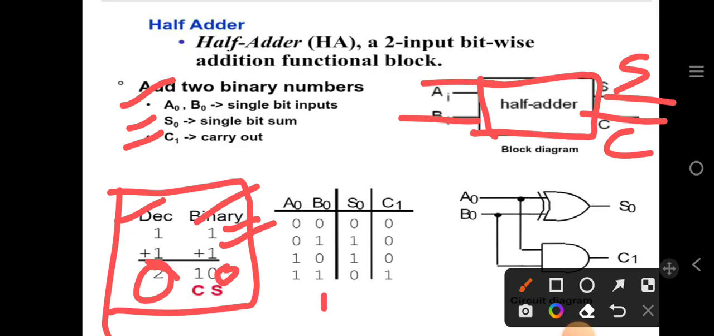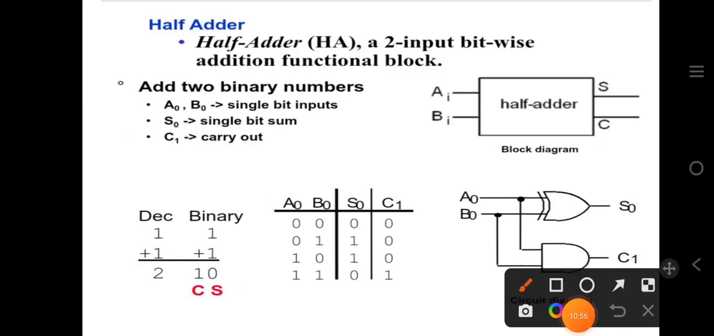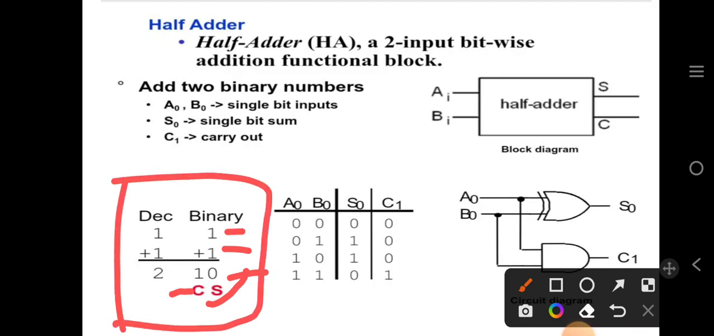So how do we represent it? Like this. Here you can see 1 plus 1 is 0, which is the output of sum, and the carry is written on the left hand side, that is 1. 1 plus 1 is 0, carry 1. So this is an example of addition of two bits, 1 and 1.